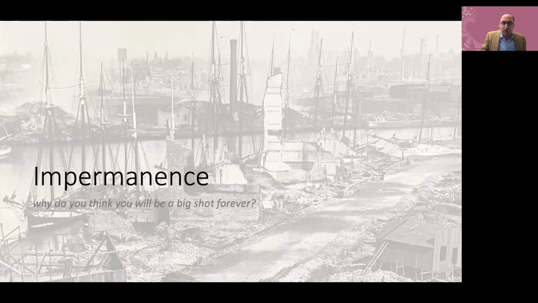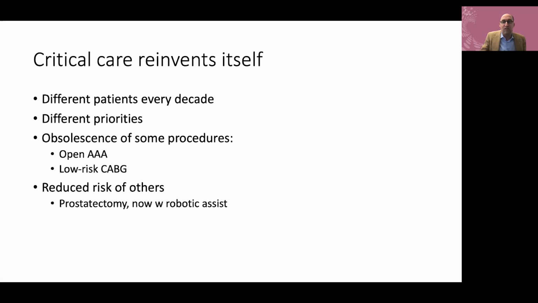Finally, I'll touch on impermanence, because critical care is changing. It's one of the most dynamic medical specialties, and I like to say that we change our patient types every 5 years. Sometimes it's a shorter time frame, sometimes it's longer, but any of us that have been in the profession more than a few years have seen this happen. We just have different patients and different priorities.